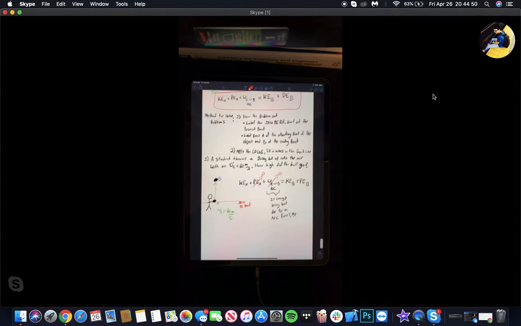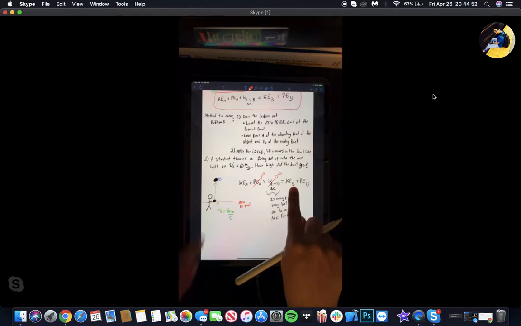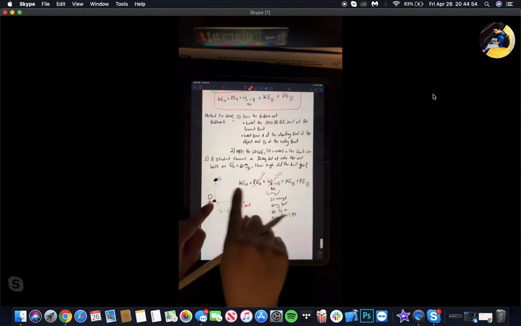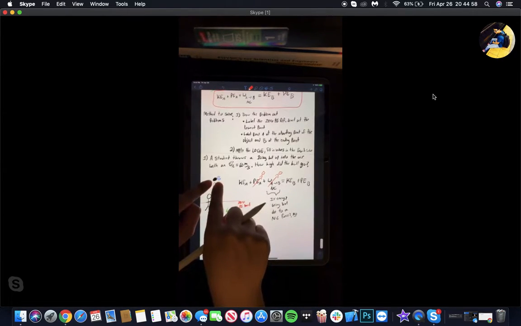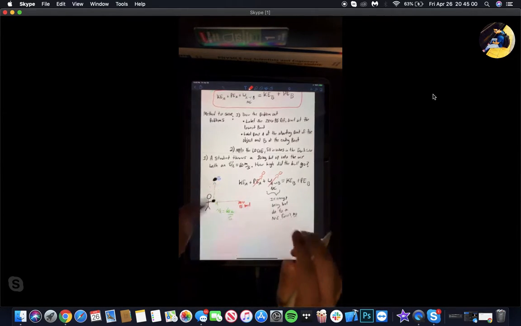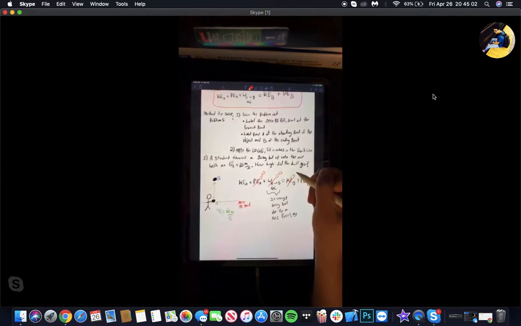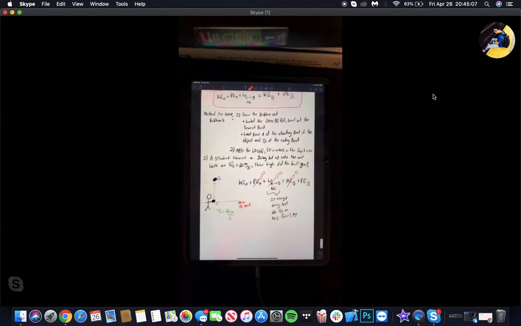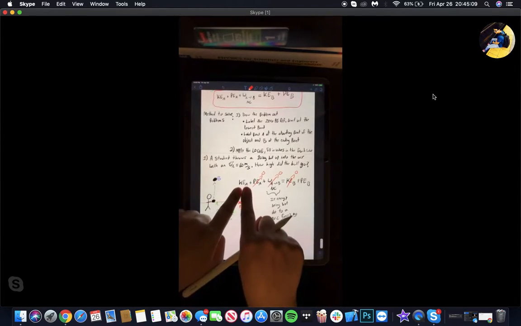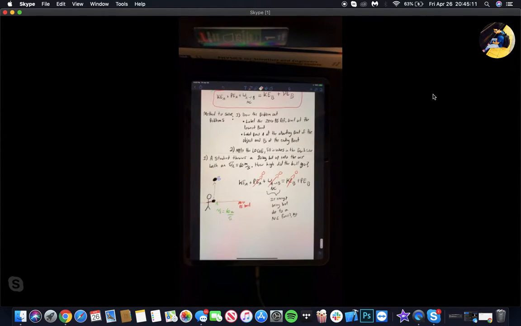Now let's look at B. Is there any kinetic energy at B? It's at its highest point now, so no, it's zero. But there is potential energy, right? It's at a height. What we're left with is we don't know what height it is. That's what we're solving for: how high would the ball go?